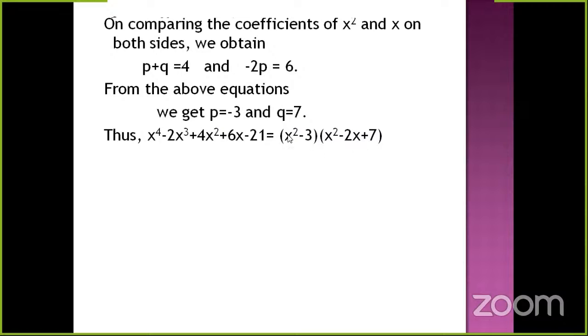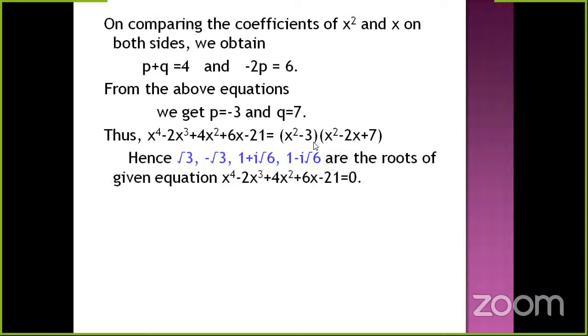So by substituting those values, I will get the equation. See here, one of the factors is x square minus 3 and another one is x square minus 2x plus 7. So by solving this one, that is x square minus 3, if I equate this to 0, I will get the roots of this equation. So x square is equal to 3. Therefore, x is equal to plus or minus root 3. These are the roots of the first factor.